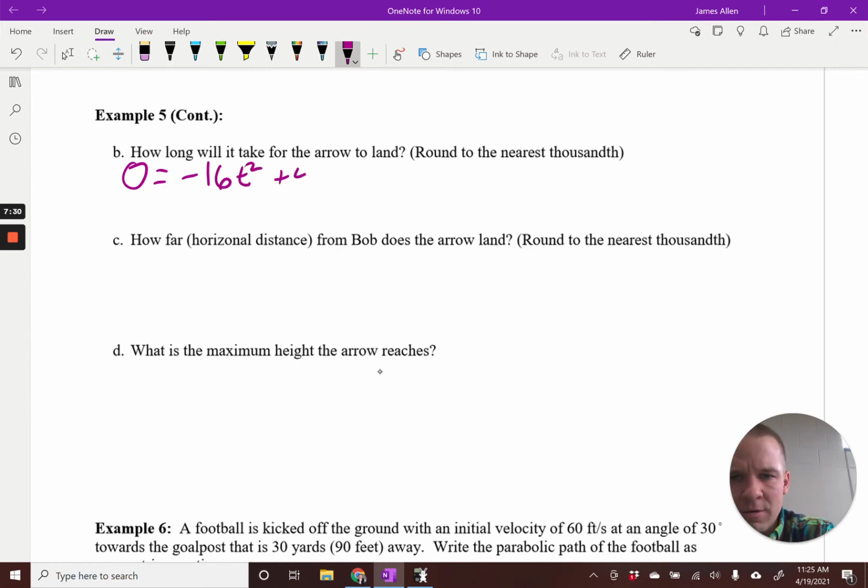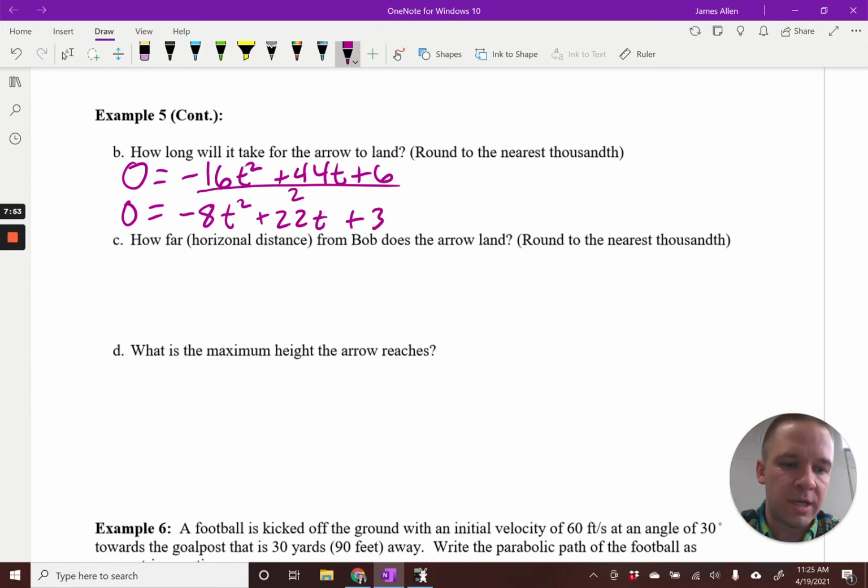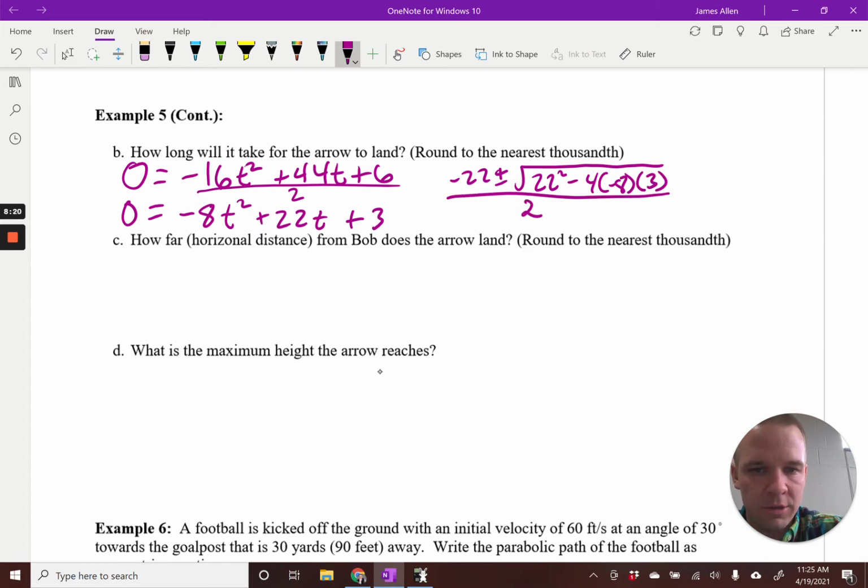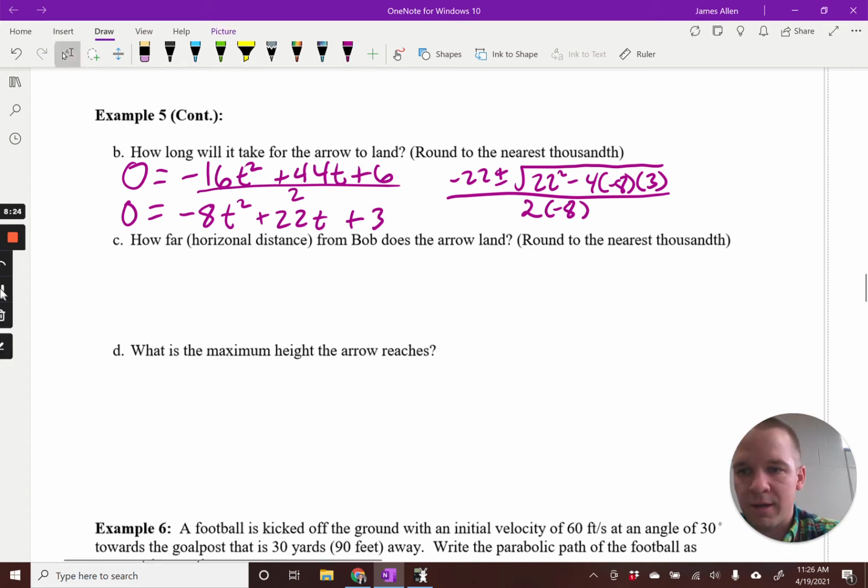plus 44t plus 6. Now I can divide everything by 2 on each side here, which will make my numbers a little bit smaller. So if I divide all this by 2, I'll jot that down so you're not like, wait, what? Negative 8t squared plus 22t plus 3. And now I can deal with some smaller numbers in my quadratic formula. Or you can plug this into your calculator, non-parametric mode, as just your y, and find out when it's going to be 0. But I'll just go ahead and use the quadratic formula because, who doesn't love it? Negative 22 plus or minus the square root of 22 squared minus 4 times a times c, all over 2a. And let's plug that into our calculator.